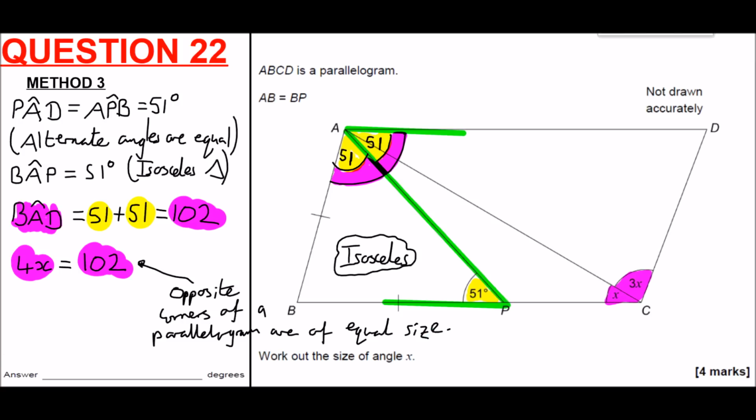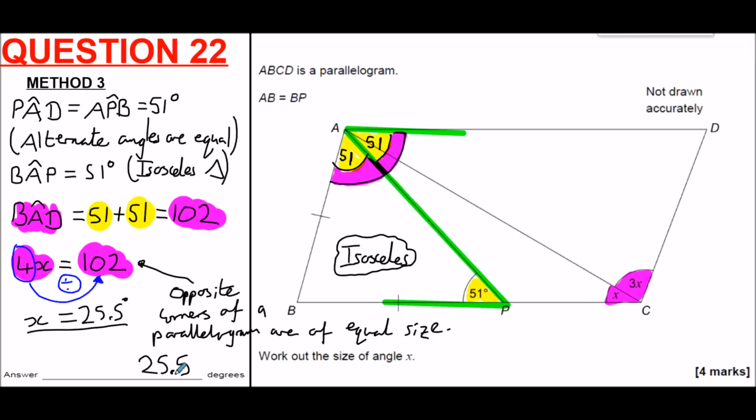Anyway, we don't want to have 4x's, we want just 1x, don't we? So how can I get rid of that 4? What I can do is I can chuck it to the other side, but if we swap the side, we swap the sign. Opposite of multiplying by 4 is dividing by 4. So x equals 102 divided by 4, which, doing it this way, again you'd find x is 25.5 degrees.